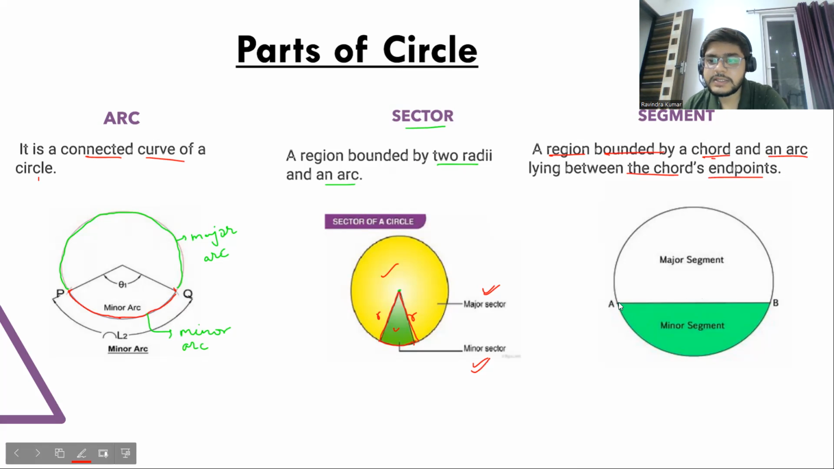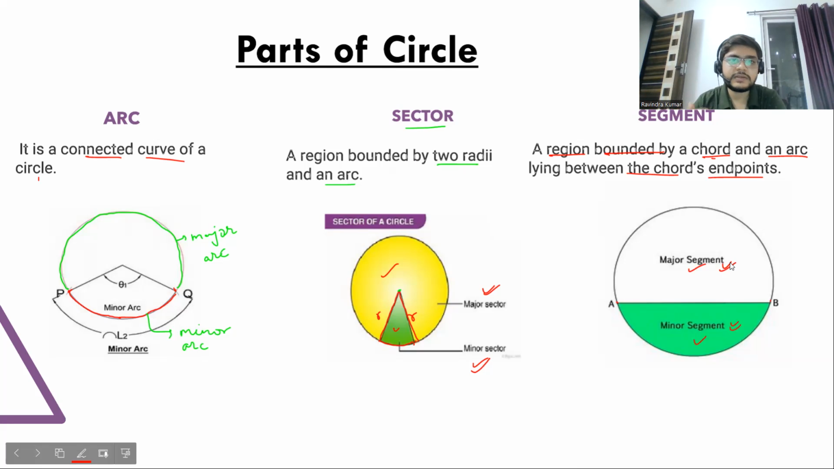Basically, a chord is a line segment which connects two points of a circle. Let's say they are A and B. So this is a chord, and this chord divides the circle into two parts. This is the smaller part and this is the larger part. The smaller part is called the minor segment and the larger part is called the major segment. The same thing applies in all these three.